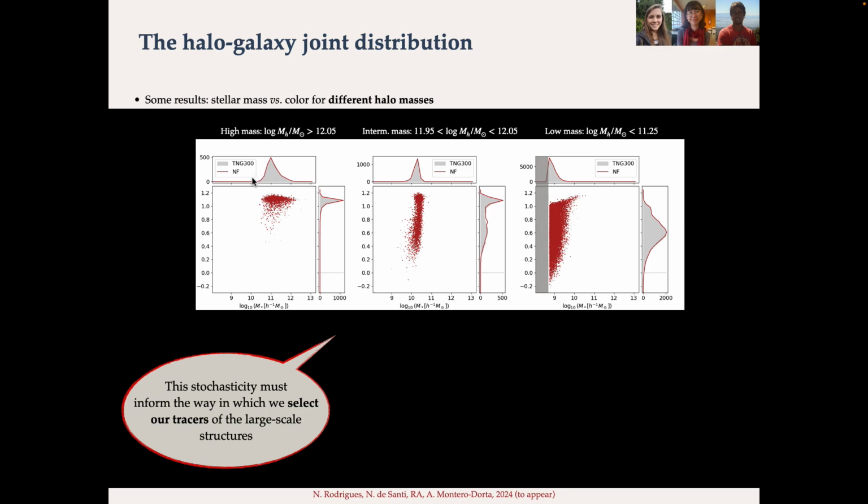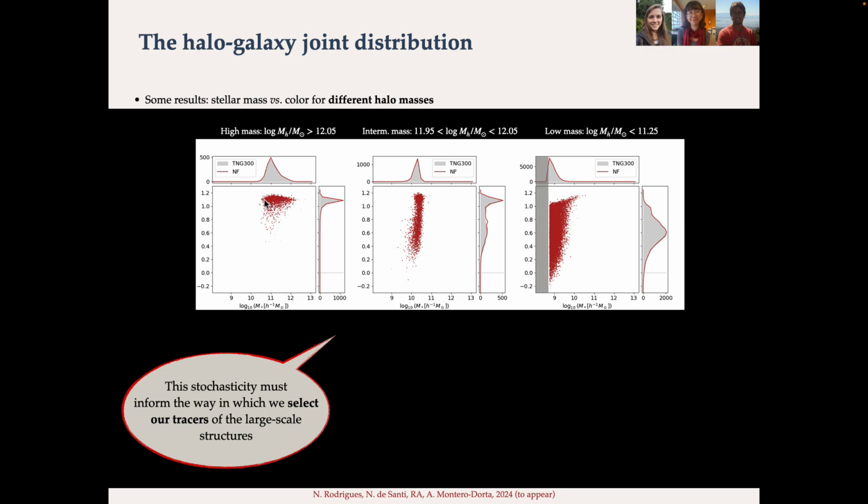So for instance, let's look on the left here at the very high mass halos, halos with masses greater than 10 to the 12 solar masses. And then you can ask, what is the distribution of the galaxy properties? So this is again stellar mass and color. What is the distribution of these properties for those heaviest halos? And then you find that this is the distribution in stellar mass and color. So as you would expect, the heavier halos also have red galaxies and massive galaxies.